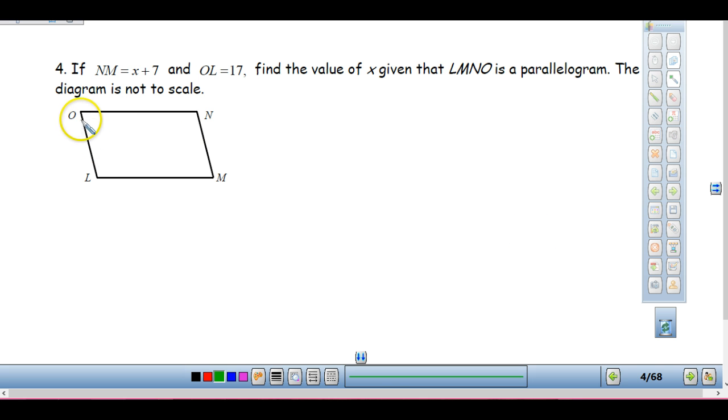Okay. If in your picture you label your stuff, you know that NM is going to be x plus 7. You know that OL is 17. We just talked about opposite sides being congruent, so set them equal to each other. X plus 7 equals 17. Subtract your 7 from both sides, and x equals 10.